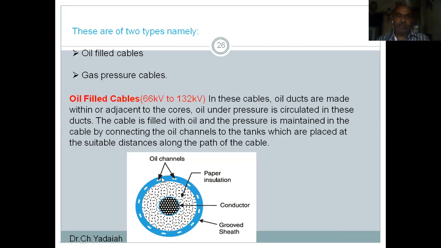Or we can provide the oil channels around the insulation. So in these cables, oil ducts are made within or adjacent to the core materials. Oil under pressure is circulated in these ducts. The cable is filled with oil and the pressure is maintained in the cable by connecting the oil channels to tanks, which are placed at suitable distances along the path of the cable.